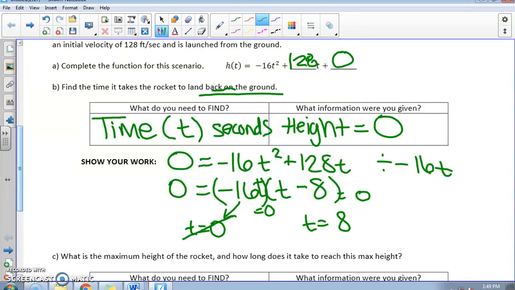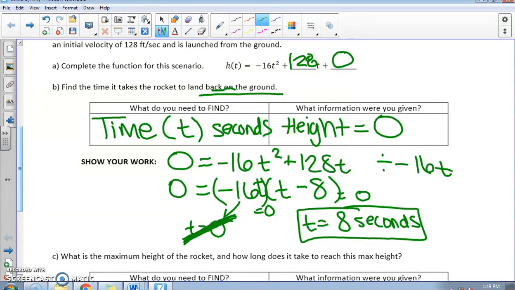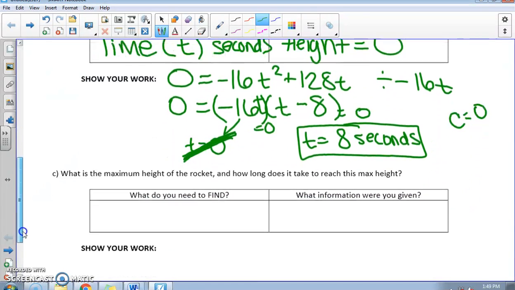Back on the ground means it's already been up in the air. So that would be when it started at 0 seconds, it was on the ground like we knew. But now we know it took 8 seconds for it to get back to the ground. You could have used the quadratic formula here. If you did, make sure you plugged in that c was 0. You could have completed the square even, since 16 divided nicely out of 128. Completing the square would have been possible.